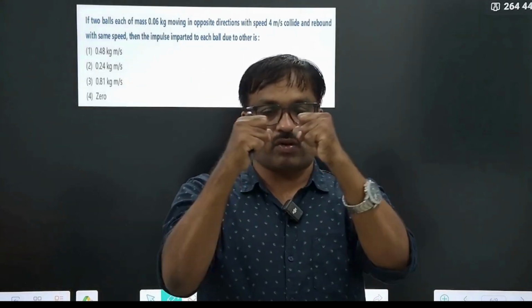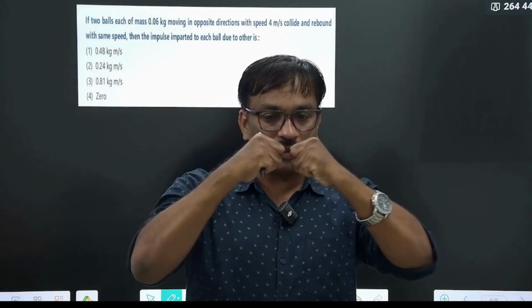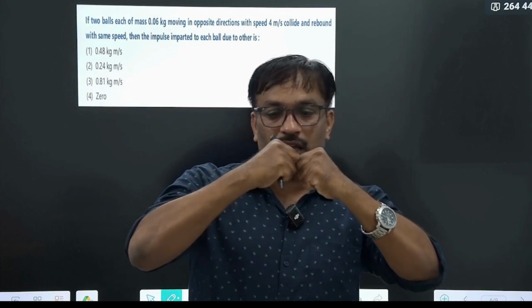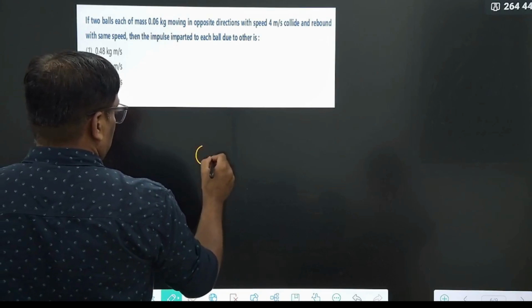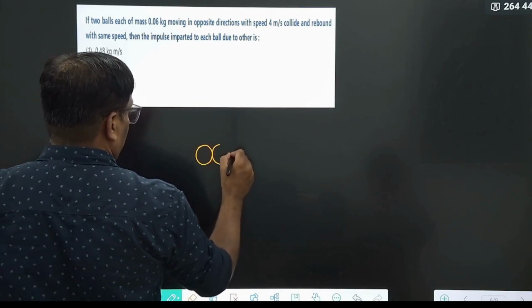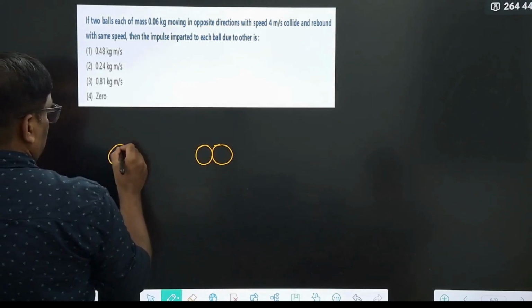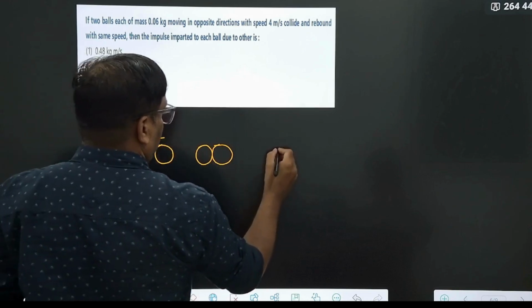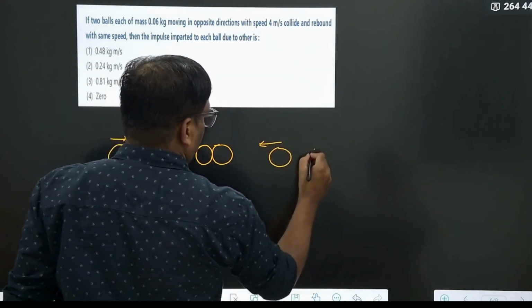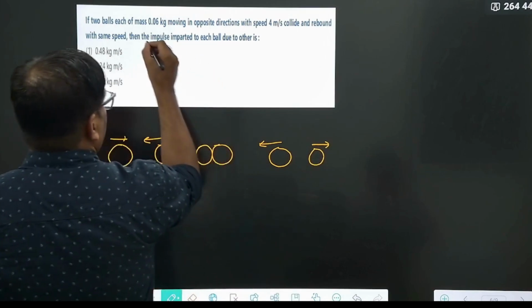They are coming and colliding here, no? Oppositely. After colliding, they are rebounding with the same speed. What will happen now? Here they are collided, no? Okay. So before this, what happened? On this side there is one speed, on this side there is one speed. After collision, they are going back like this. They are asking impulse.